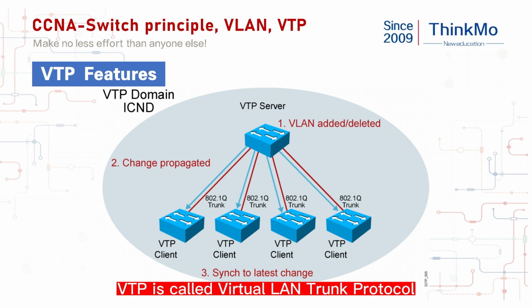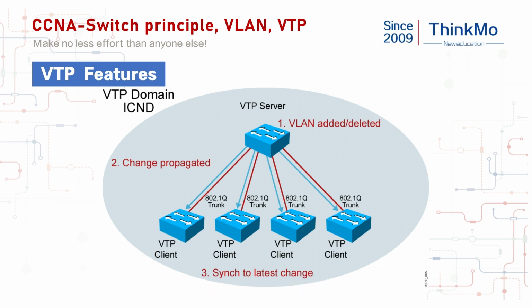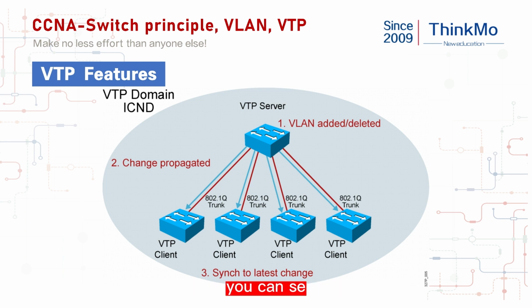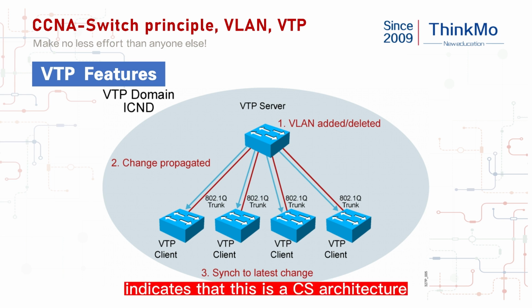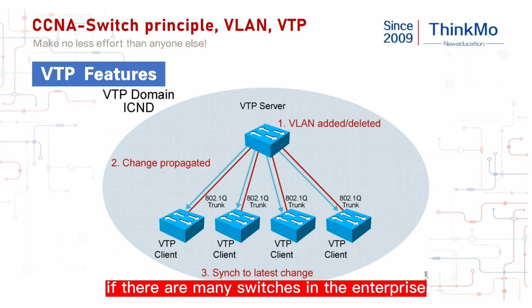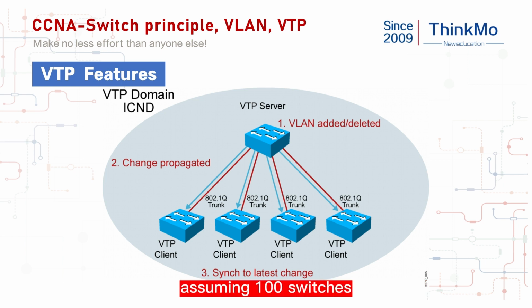VTP is called VLAN Trunking Protocol. It is used to create VLANs in batches. You can see there is a server here, and there is a client. This indicates that this is a client-server architecture. If there are many switches in the enterprise, assuming 100 switches, but what if you have 1000 VLANs? That's too much work. You would have to manually create 1000 VLANs on these 100 devices.